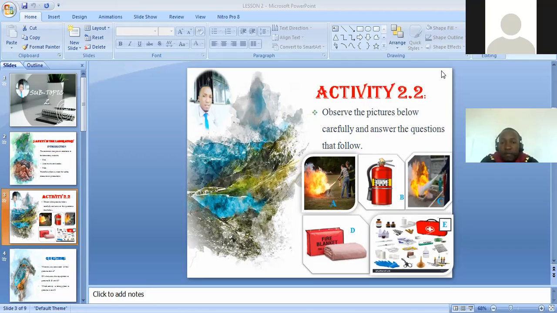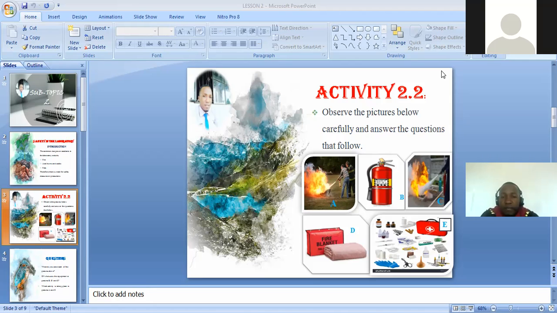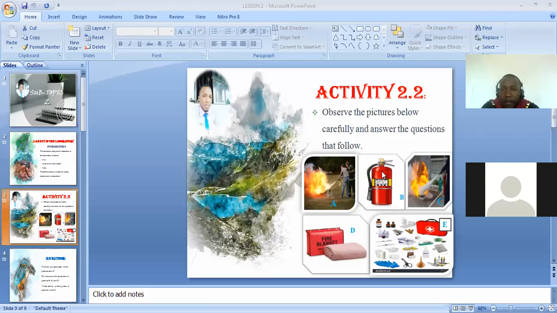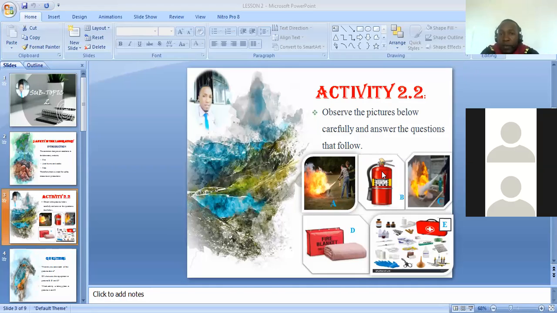A man is putting off fire using a fire extinguisher. We are putting off fire using a fire extinguisher. That's good. Two men are putting off fire using a fire extinguisher. We are using a fire extinguisher in picture A and C. Picture A and C, we are seeing the action of putting off fire using a fire extinguisher.